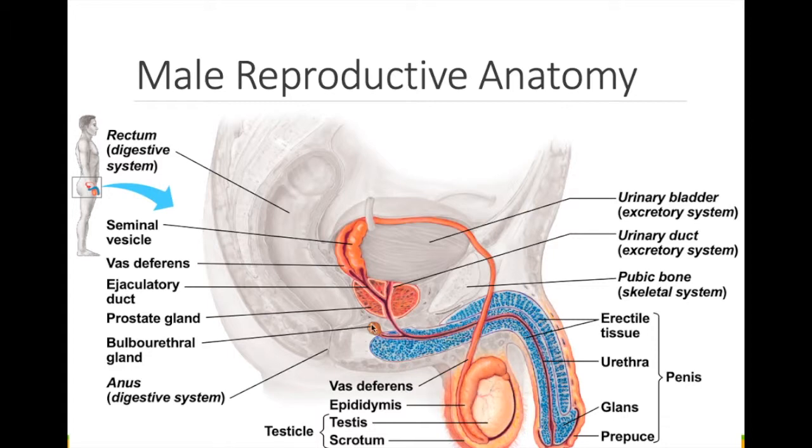So the bulbourethral gland actually helps to neutralize the acidic urine so that the urethra is a good environment for the sperm cells. It also activates the sperm. At this point, the activation would occur and the flagella on the sperm cells would start to swim. And then the sperm is expelled out of the urethra, out of the penis.